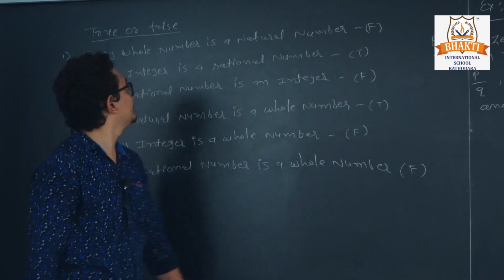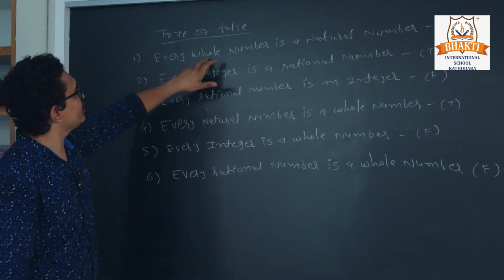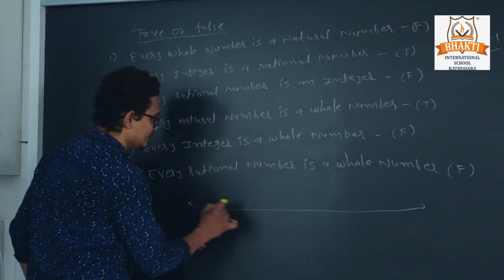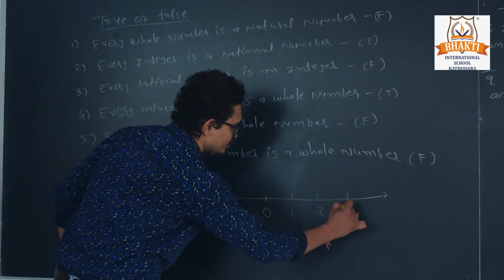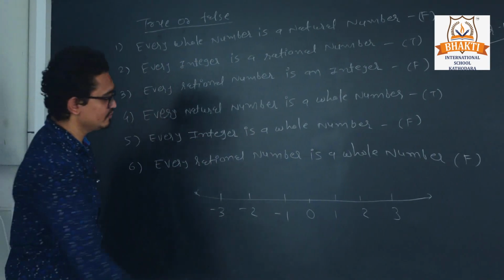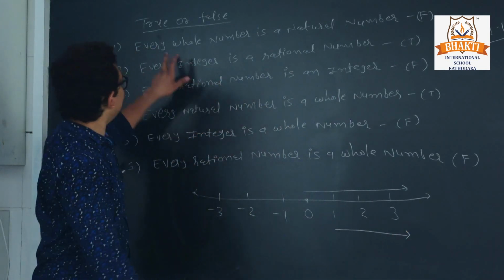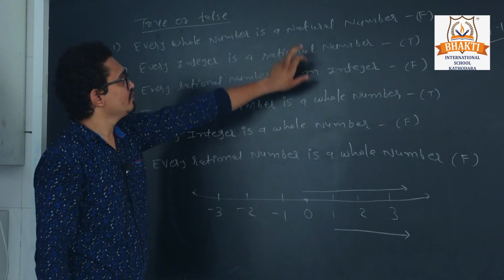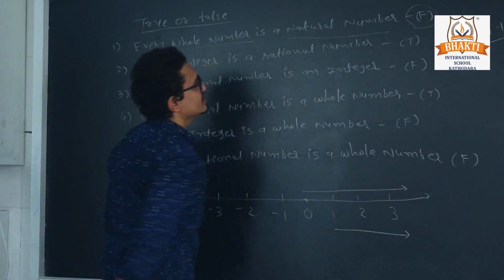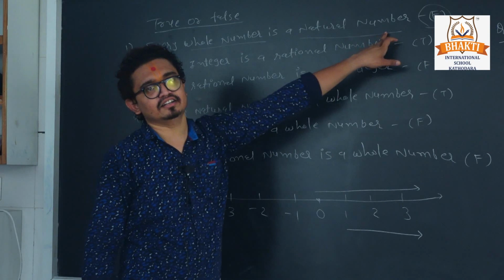So according to our topic, we are taking some true-false questions. First, every whole number is a natural number. You know that. First of all, I am drawing a number line so you can get that idea easily. It is 0, 1, 2, 3 and -1, -2 and -3. So we know that whole numbers start from 0, and natural numbers start from 1. So is every whole number a natural number? No. Why? Because whole numbers start from 0 and natural numbers start from 1. So it is false. What is its reason? Because 0 is included in the whole numbers, but 0 is not included in the natural numbers.